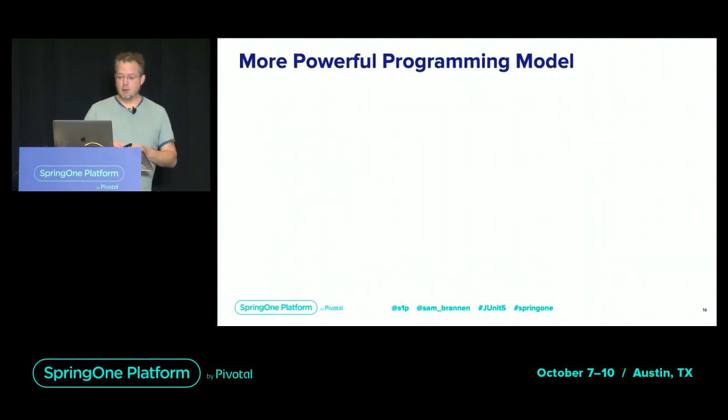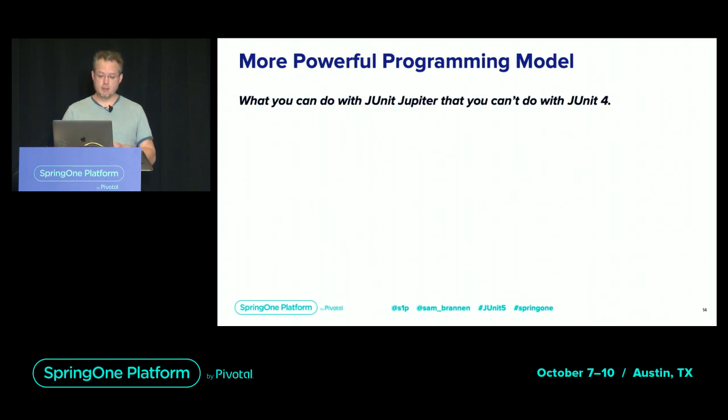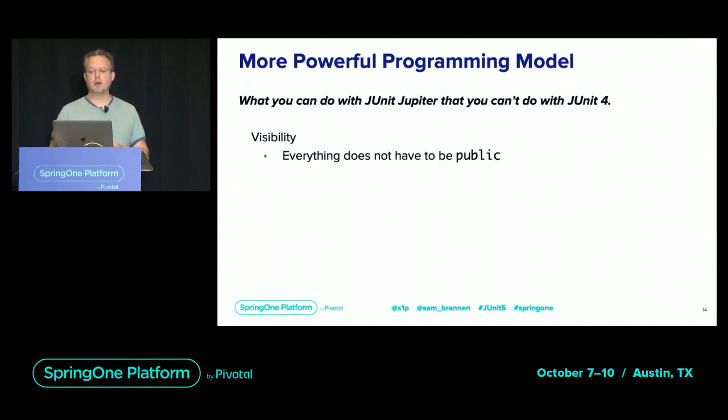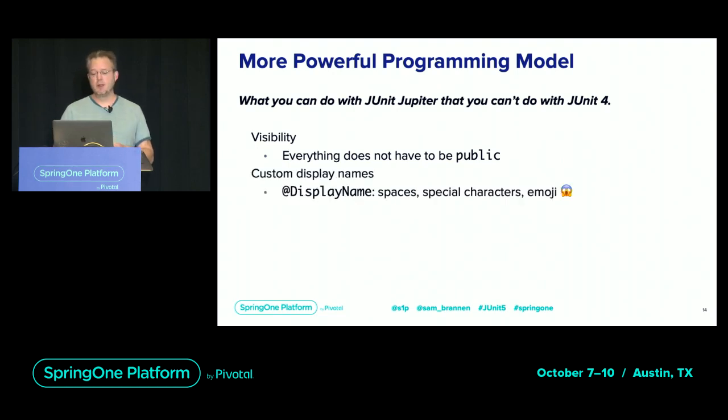Now you also get a more powerful programming model than what you had in JUnit 4. So there are some things you can do now that you couldn't do before. Visibility is different. You don't have to have everything public, right? As long as things aren't private, they'll be found by JUnit Jupiter. You can have custom display names with an @DisplayName annotation. You can have spaces, special characters, and even emoji if you're into that kind of thing. There's also DisplayNameGenerator. We'll talk about it a bit later on, so you can have custom display name generation.